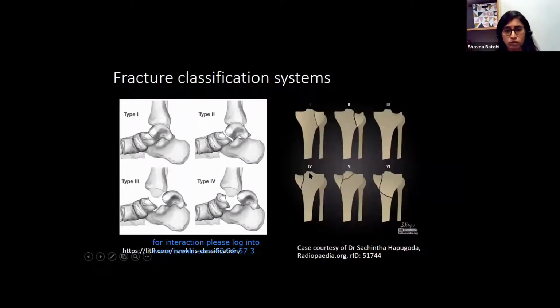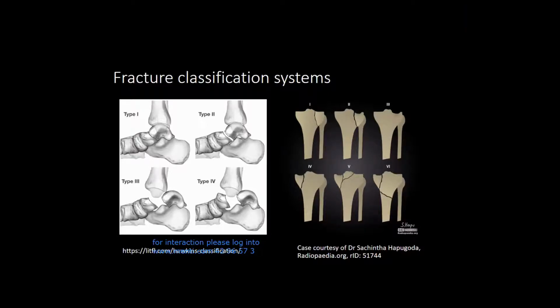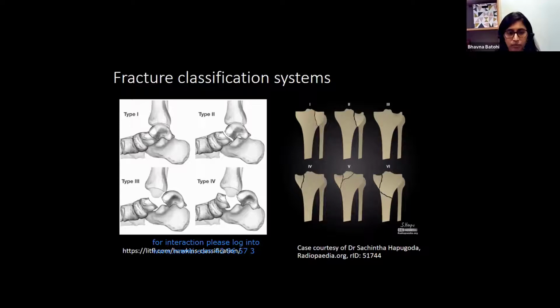I don't always use fracture classifications in my reporting style. There are some which I use, so the Schatzker classification to describe tibial plateau fractures I do use quite commonly. There is also, for example, here the Hawkins classification for talus fractures. But what I would really recommend people do is familiarize yourself with these fracture classifications so that you know which aspects are important to describe.